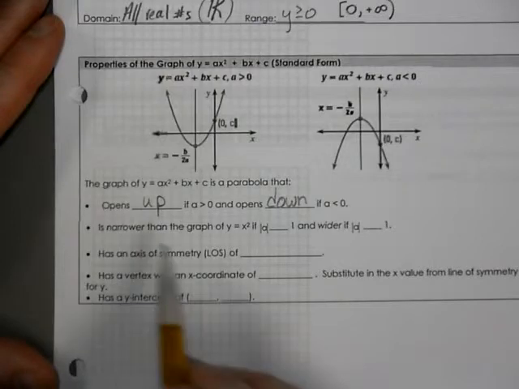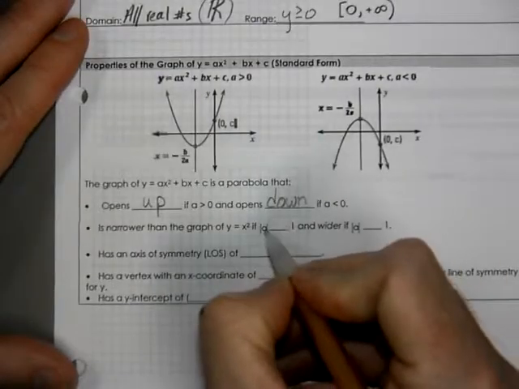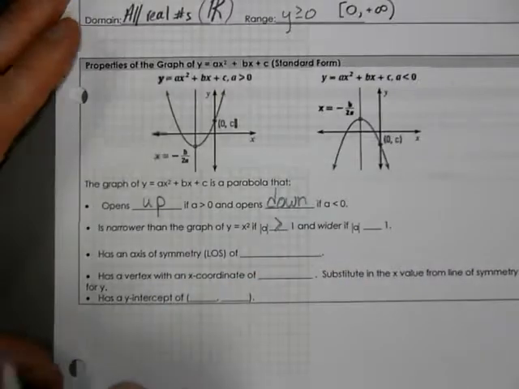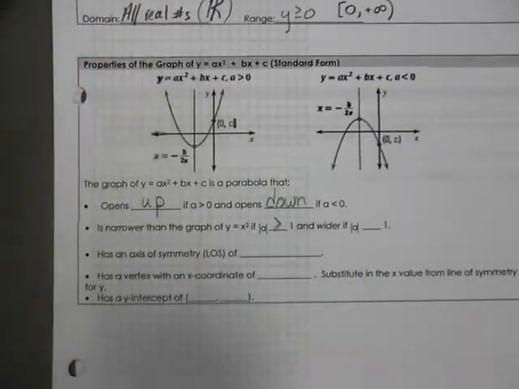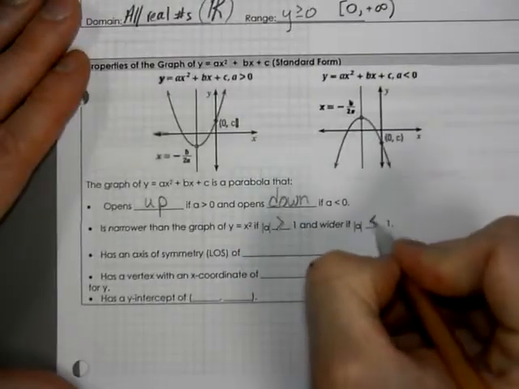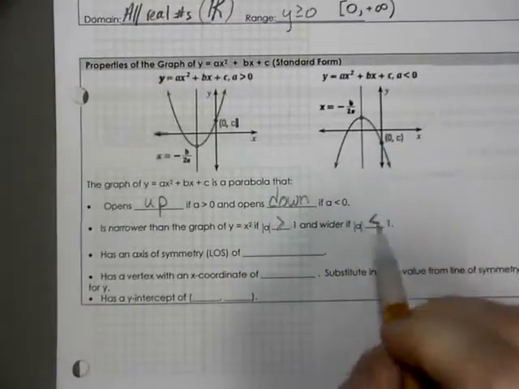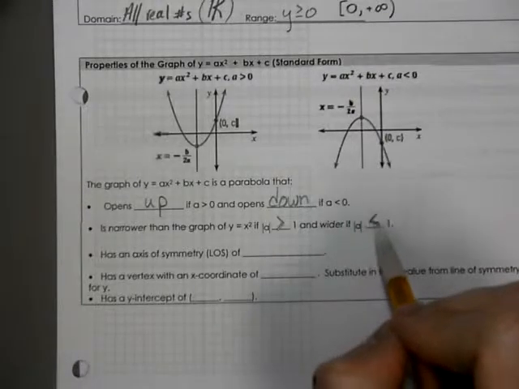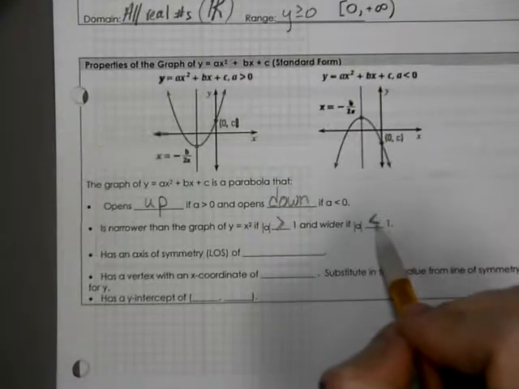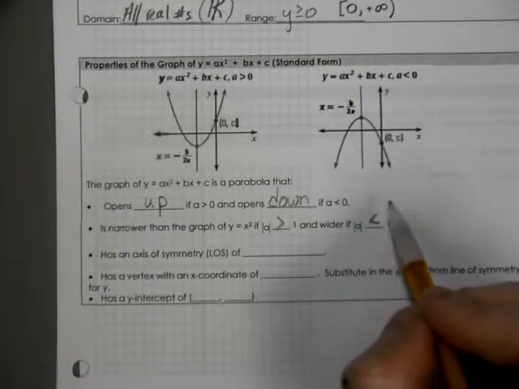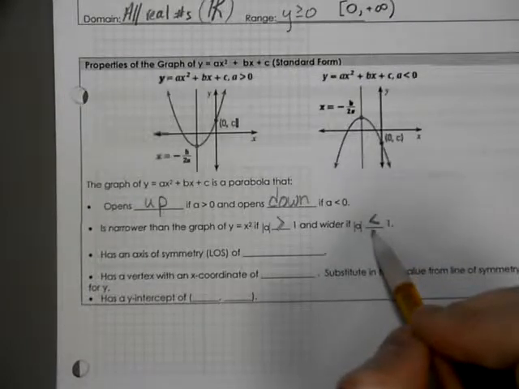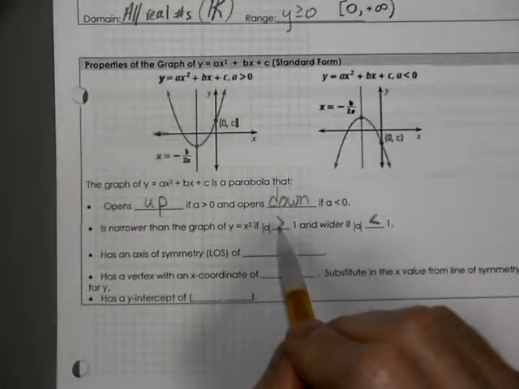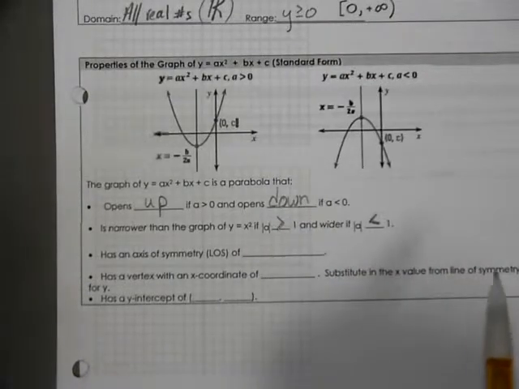The graph will be narrow if the a value is greater than 1, and it'll be much wider if it's less than 1. We're not talking about the negative numbers. That's why it's absolute values. We're just talking about if it's a fraction, it will be much wider, and if it's a large number, then it'll be much narrower. It goes up much faster.